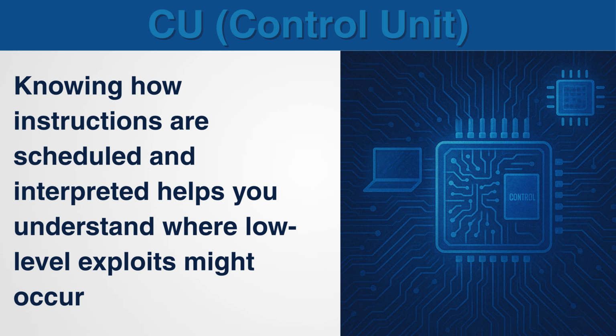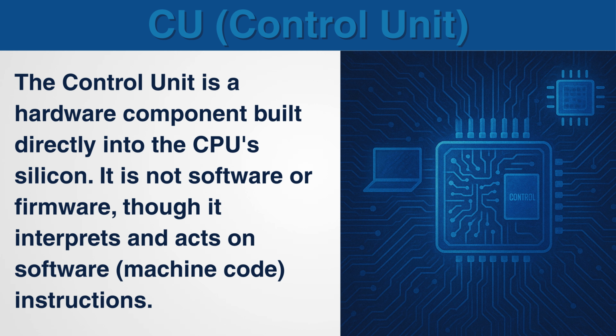In cybersecurity, knowing how instructions are scheduled and interpreted helps you understand where low-level exploits might occur, such as timing attacks, speculative execution flaws, and register manipulation. So the control unit is a hardware component built directly into the CPU's silicon. It's not software or firmware, though it interprets and acts on software machine code instructions.